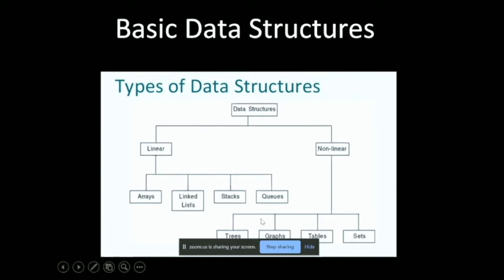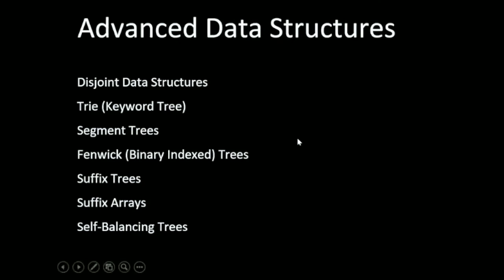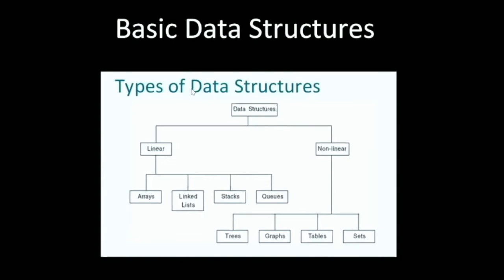Also, among non-linear data structures, you should be familiar with trees and graphs. A table you can also call a map, so a hash map is an example of a table. These are some advanced data structures. They are kind of non-intuitive. You will find that basic data structures are pretty intuitive. Once you get familiar with arrays, you will easily understand what a linked list is, what a stack is, what a queue is. It's pretty easy to understand.